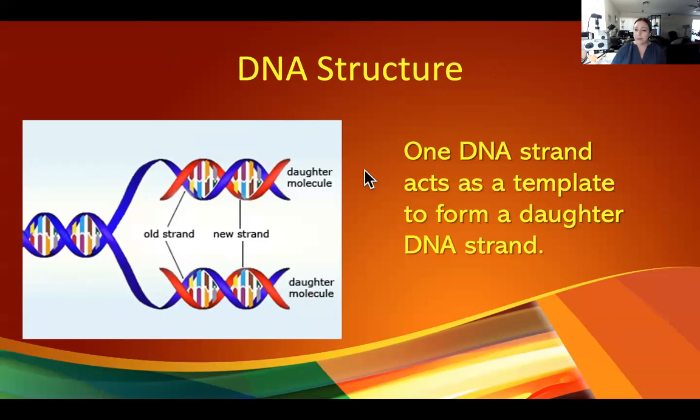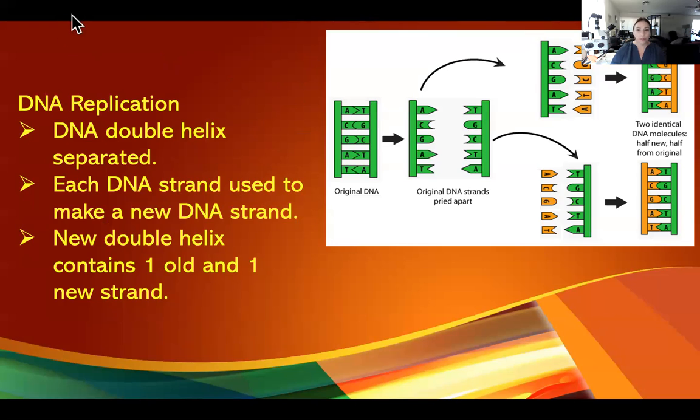Let's go on and look at this. This is an image I found that I think really summarizes DNA replication pretty well. So you have what it says here on the left, the DNA double helix is separated. It's separated by breaking the hydrogen bonds between the bases. So let me repeat that for you. The DNA double helix is separated by breaking the hydrogen bonds between the bases.